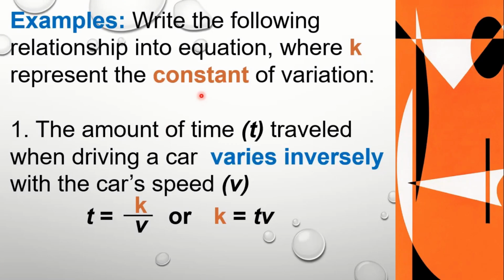So how to write the following relationship into equation, where k represents the constant of variation. 1. The amount of time traveled when driving a car varies inversely with the car's speed. The two quantities here, t for the amount of time and v for the car's speed. So we write t is equal to k over v, or k is equal to t times v.